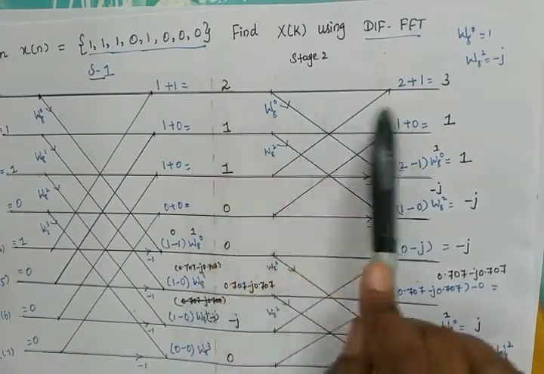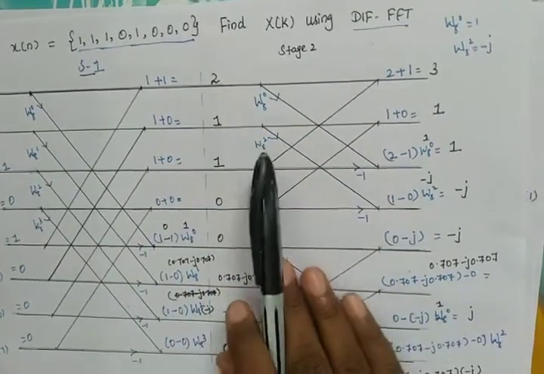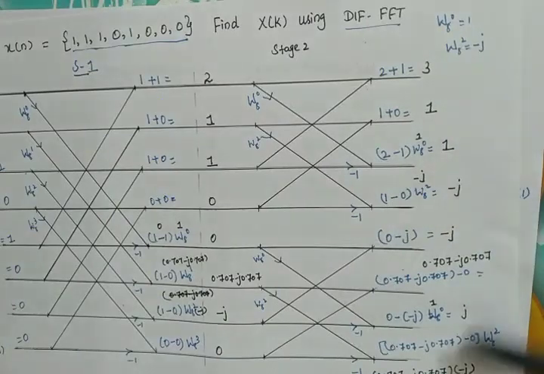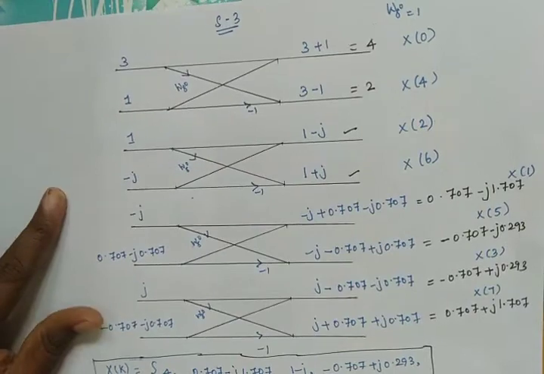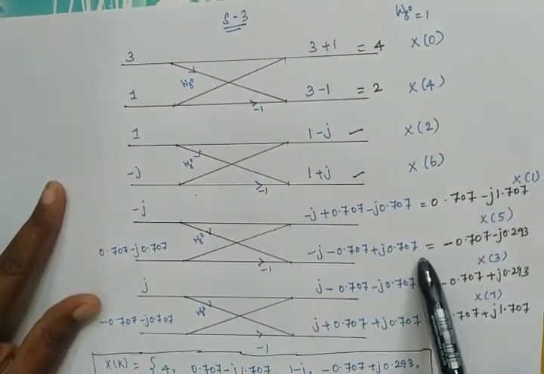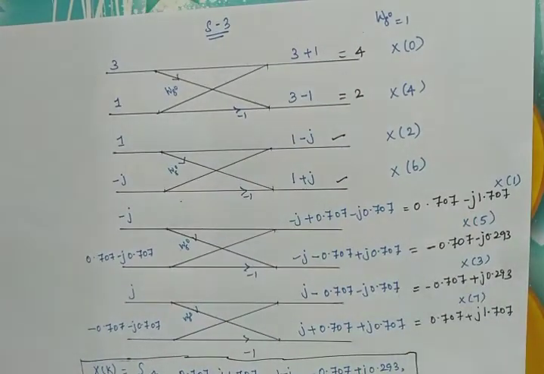Then same thing, you perform the same computation process so that you'll get the output. Now take this output as input to this stage 3. Then do this computation so that you'll get the final answer. So like this you have to proceed for DIF FFT.